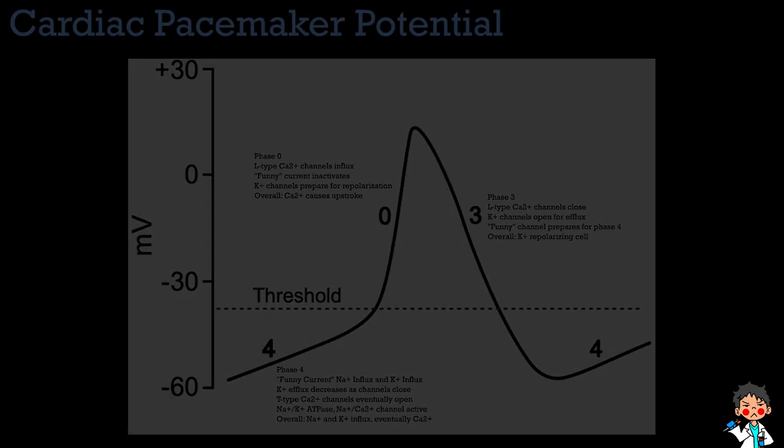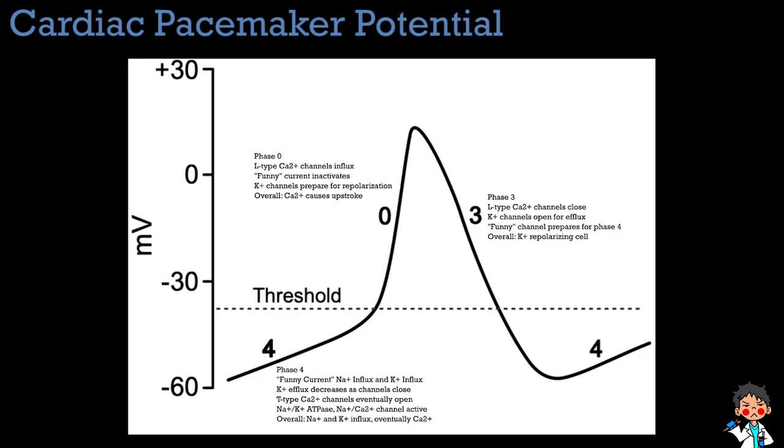Alright, let's move on. Next we have the cardiac pacemaker potential. This is called the pacemaker potential because it doesn't need some kind of input to keep it going. And as you might expect, this is the kind of potentials that you'll find in the cells of the SA node and the AV node. And it's actually a lot simpler because there's only 3 phases. It has phase 0, phase 3, and phase 4. It doesn't have phase 1 or 2.